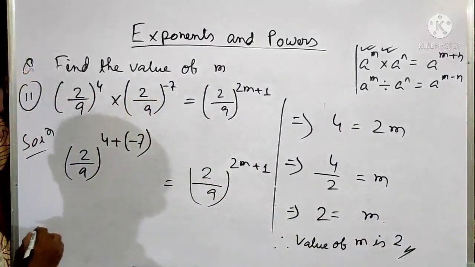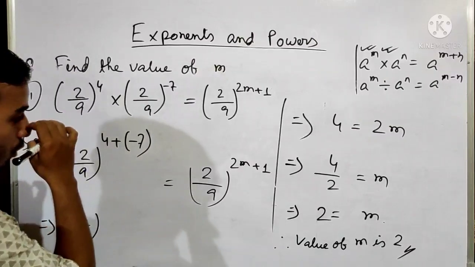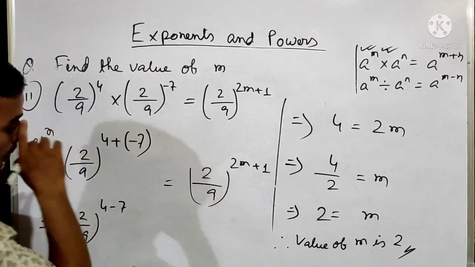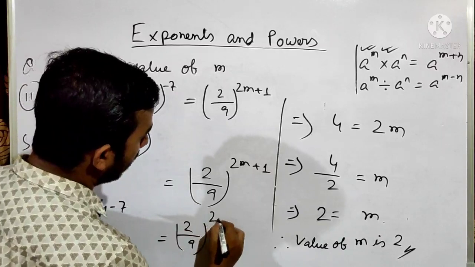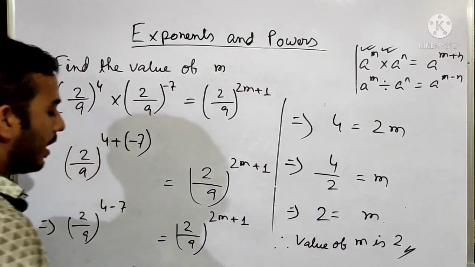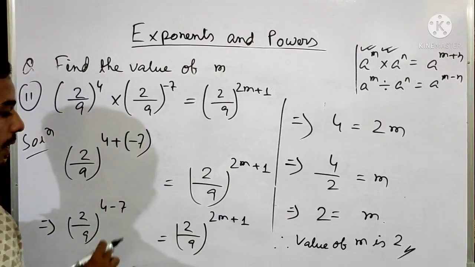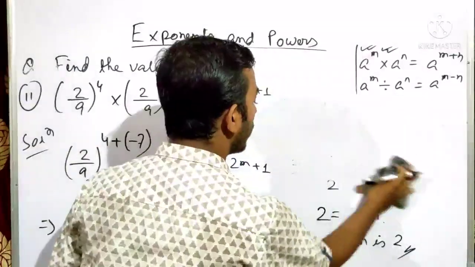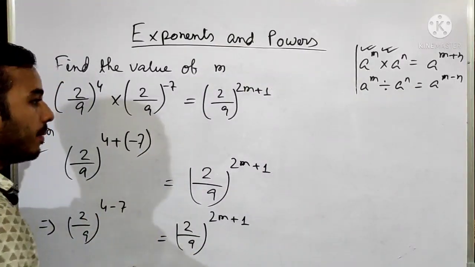Clear? Okay, now look, this 2 by 9 power 4 plus minus 7 is how much? 4 minus 7 equals 2 by 9 power 2m plus 1. Clear? Same process as earlier. Here the base is the same, in the middle we have an equal sign, so 4 minus 7 equals 2m plus 1, isn't it? So 4 minus 7 is how much? It is minus 3.